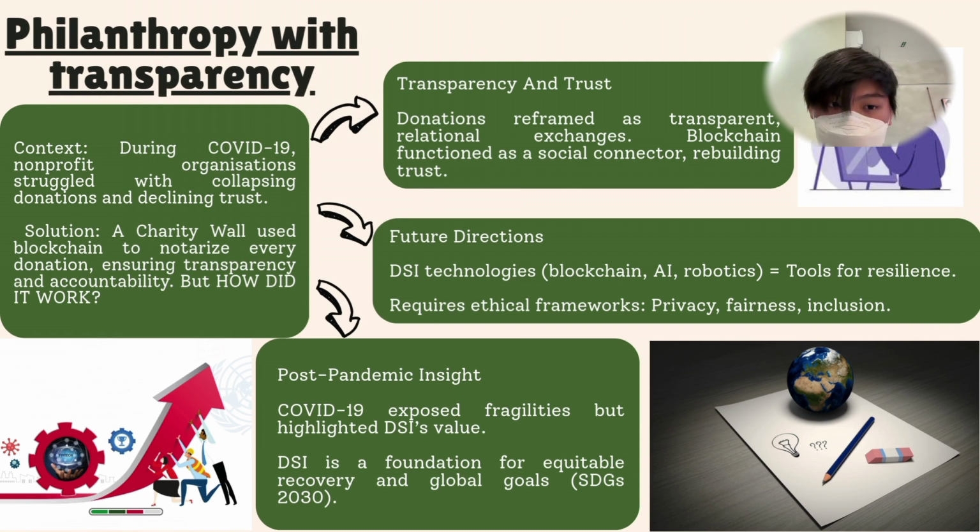The second reason I'd like to talk about is future directions. DSI technologies such as blockchain, as mentioned just now, AI, and robotics can be used as tools for resilience, and however require ethical frameworks such as privacy, fairness, and inclusion. Why this works so well is the future direction, as in people could see the limitless applications of DSI.